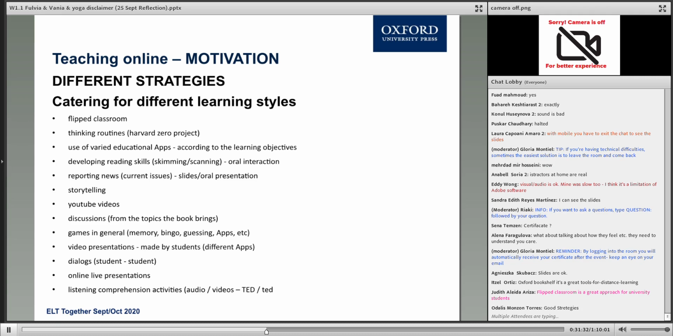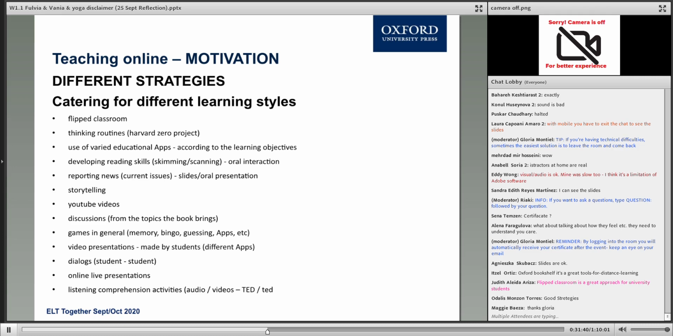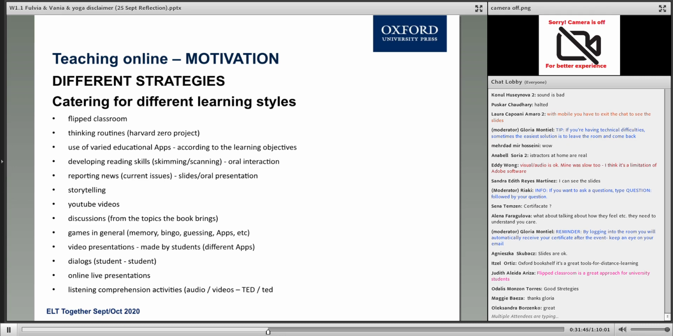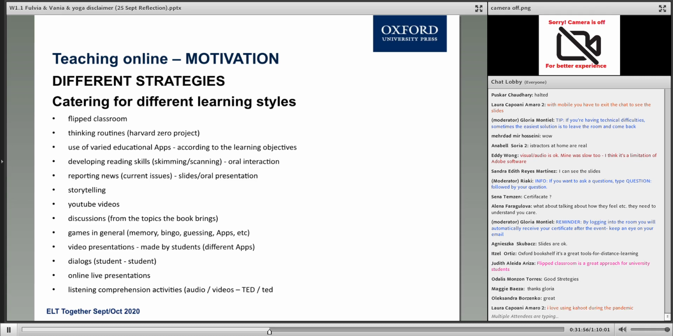We have tried to keep developing reading skills such as skimming and scanning, and also reading as a bridge to oral interaction, so that students can interact besides reading, which is a silent skill, a solitary skill, to oral interaction. We have added a lot of reporting news.